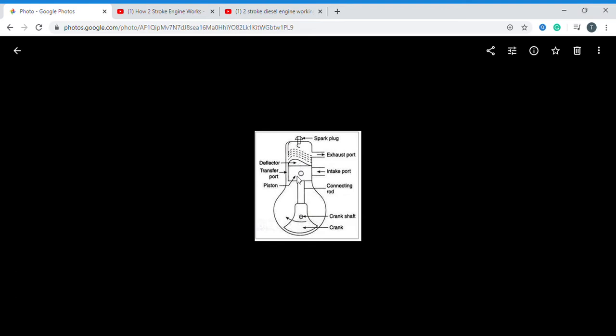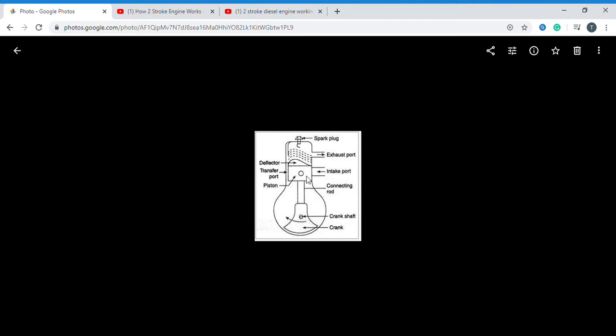The piston is at BDC position. When the piston moves from the BDC to TDC, the intake port gets uncovered by the piston. So that's why the air and fuel mixture enters. This is petrol now. So the air and fuel mixture enters the cylinder.